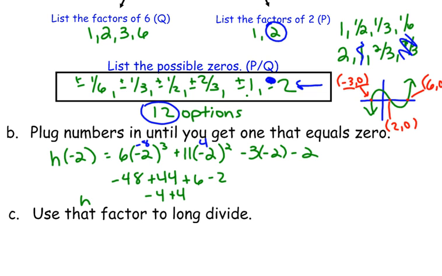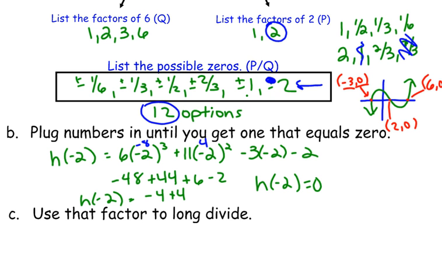So this is negative 4 plus 4. Look at that. Winner, winner, chicken dinner. We got h of negative 2 equals 0. So that means one of my answers to this problem is x equals negative 2. That is where the graph crosses the x-axis for sure.